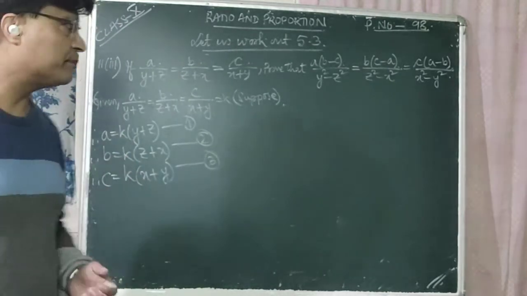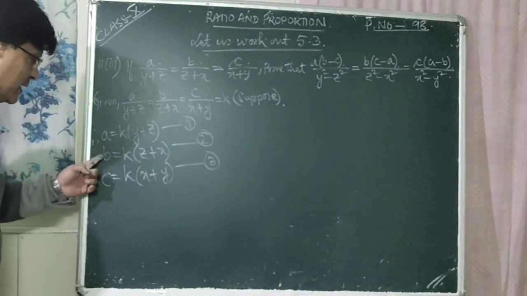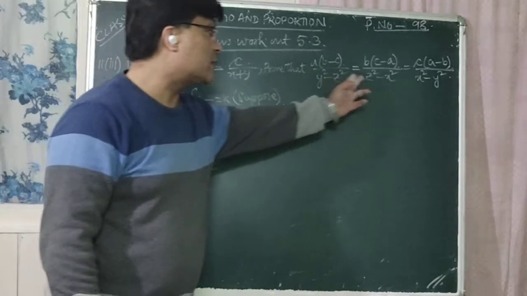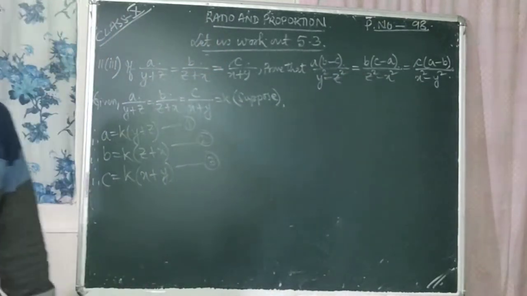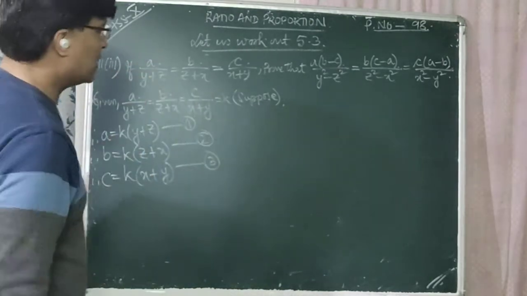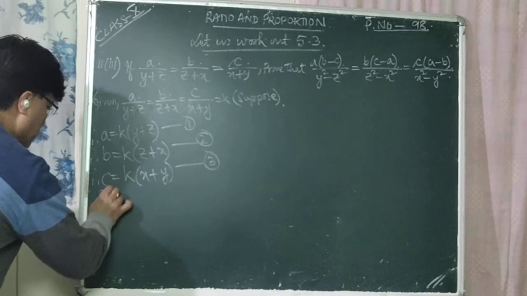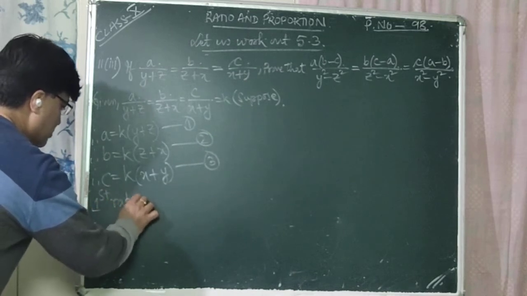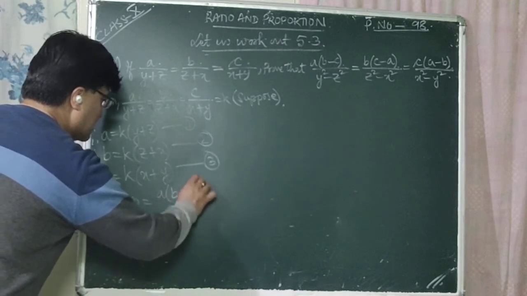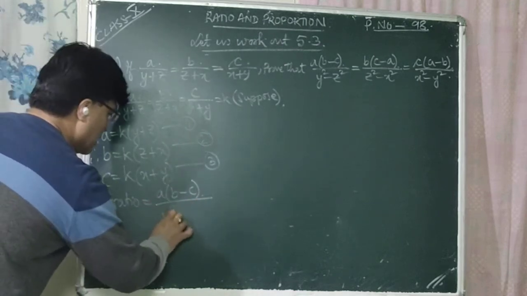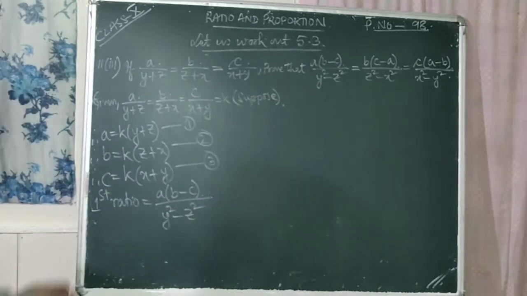Is that clear now? So now we will use these values of a, b and c to prove this required result. That is, first ratio is equal to second ratio is equal to third ratio. So let us write down the first ratio. What is the first ratio given out here? That is, first ratio is equal to a into b minus c divided by y square minus z square. Alright?